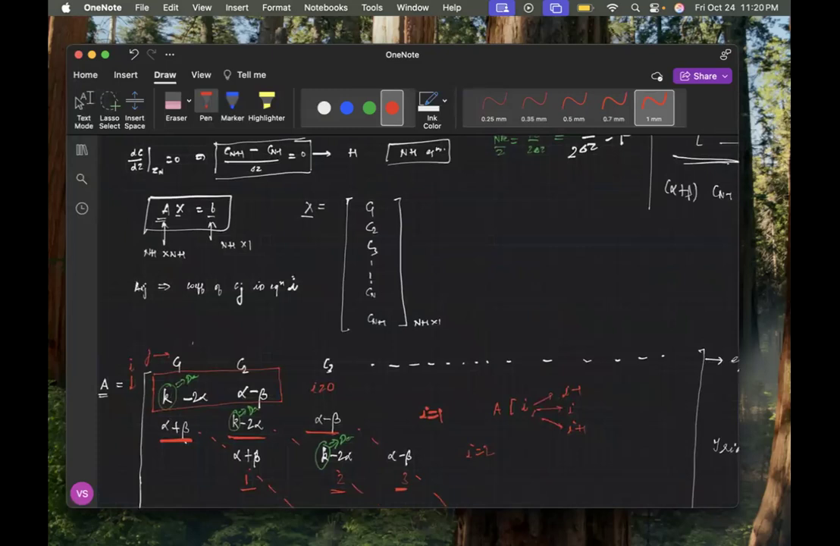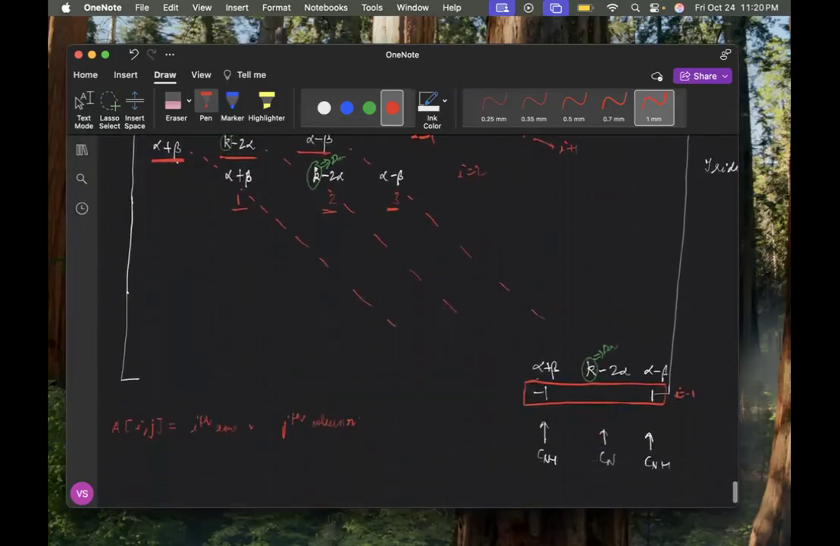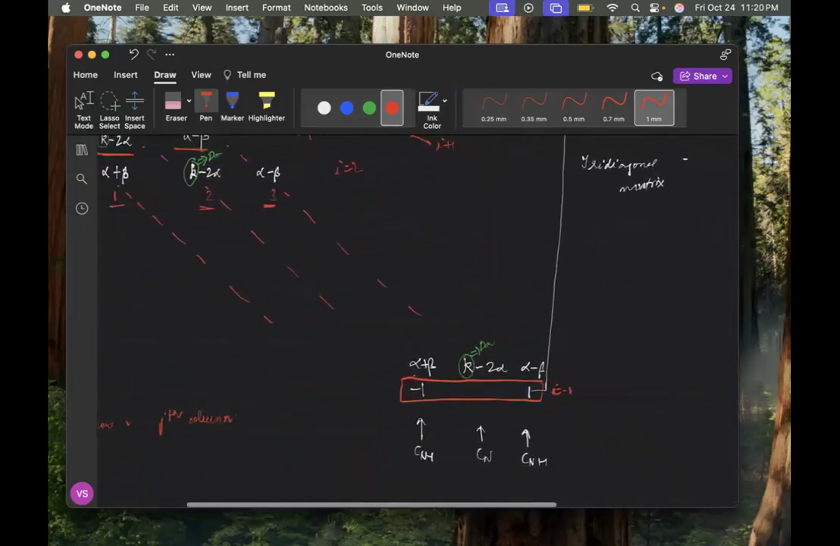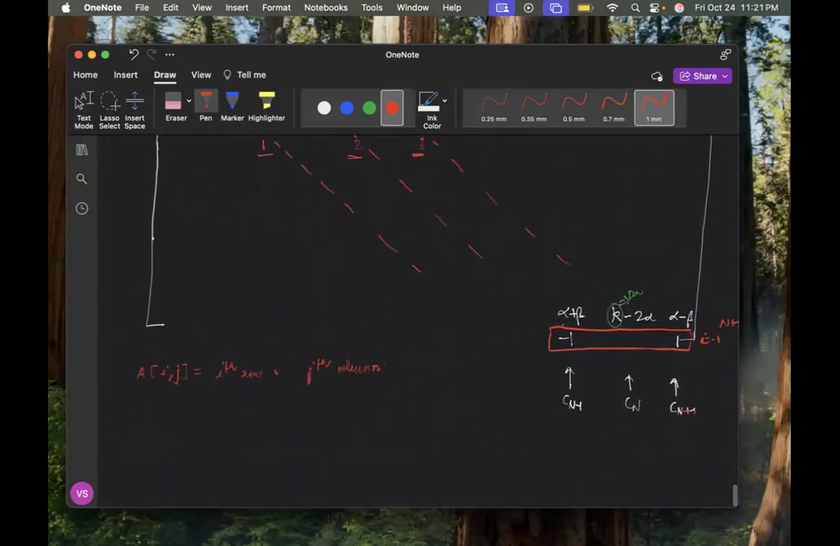That's the size of the tridiagonal matrix, n plus 1 cross n plus 1, right? So yeah, that means that this is going to have n plus 1 rows, right?